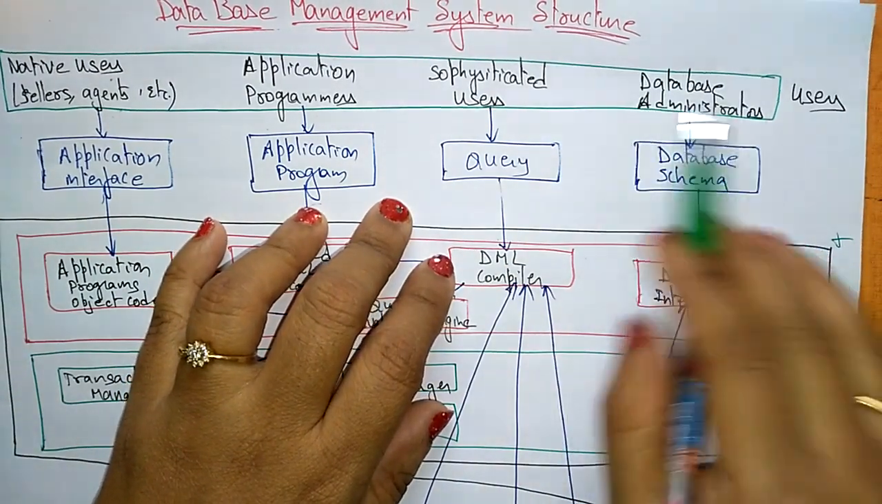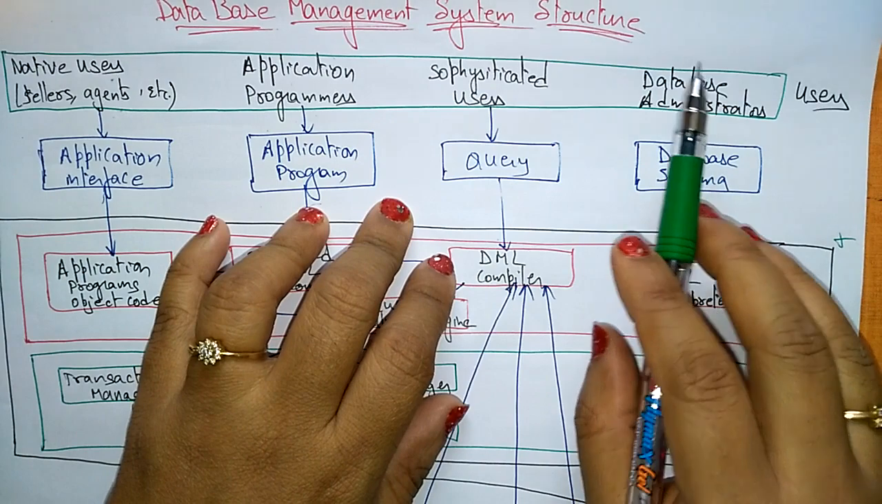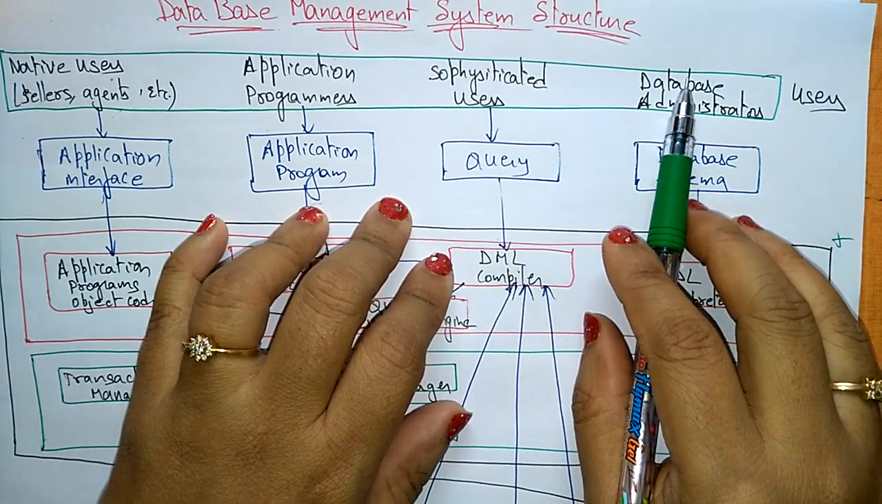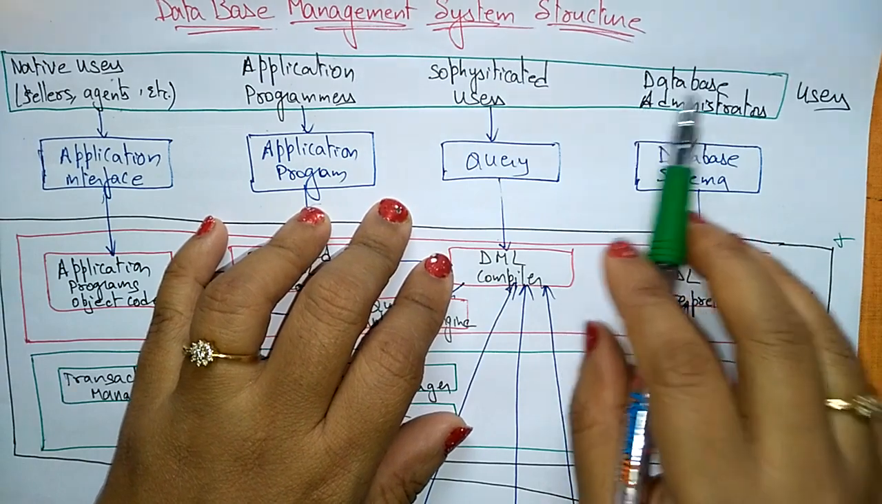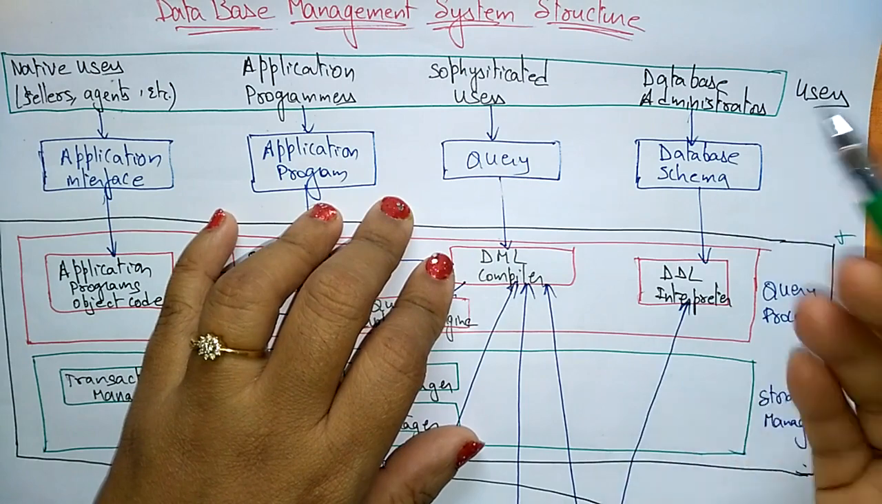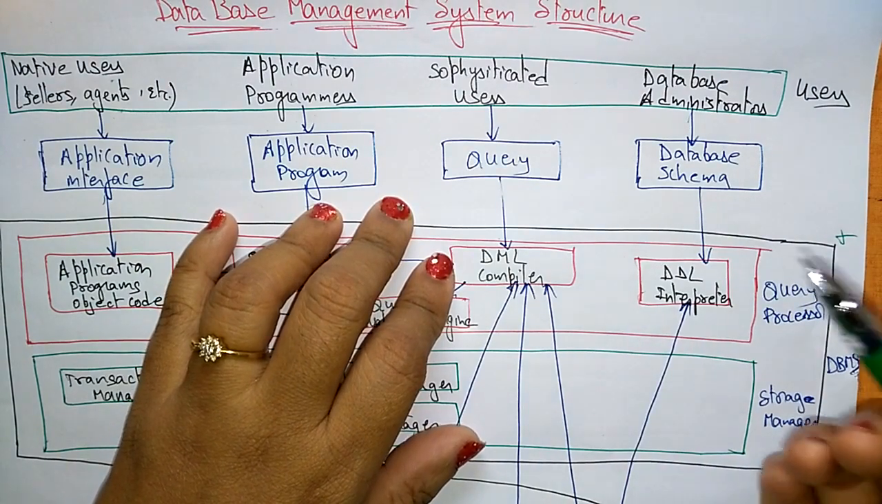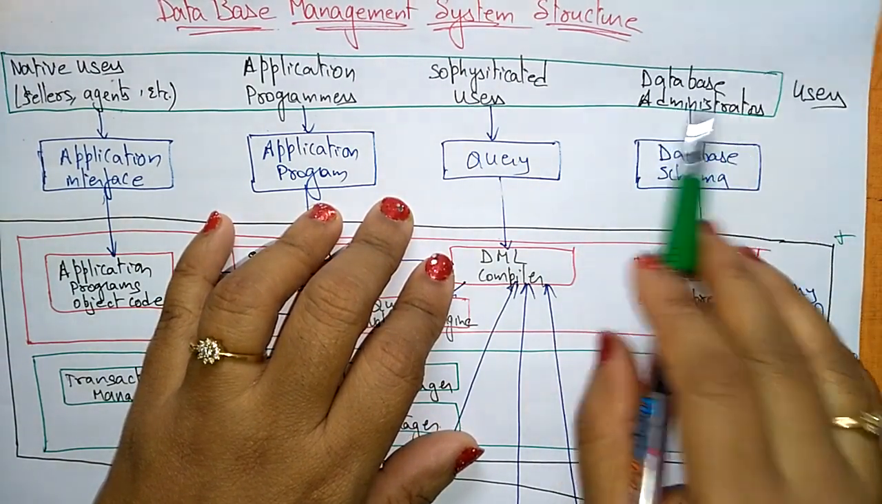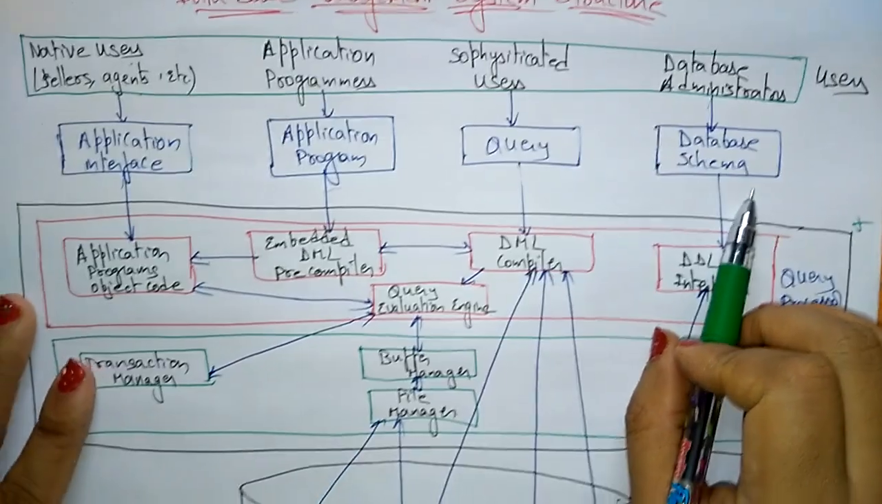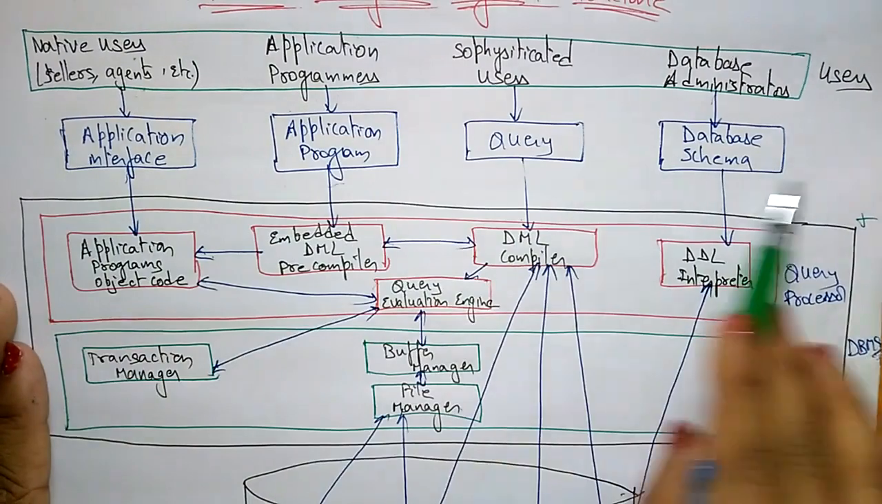And the database administrator is the only person who maintains the database in an organization. He has the privileges to modify the database and to enter whatever he is able to. He can interact with the database schemas. So this is completely the application layer.